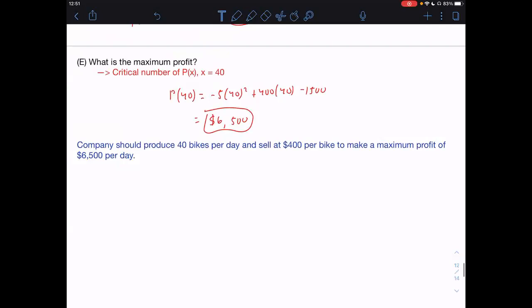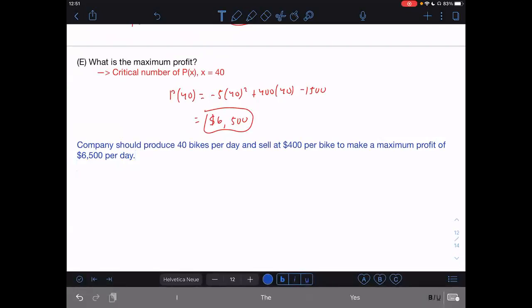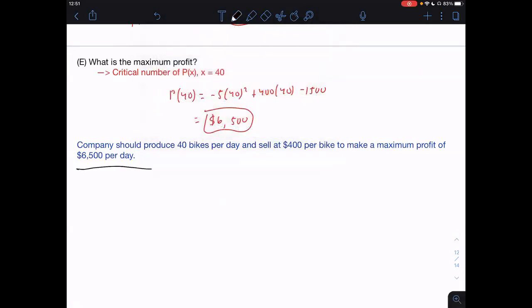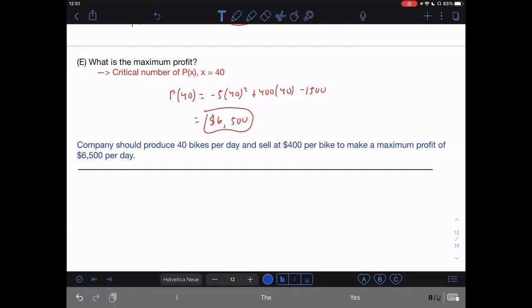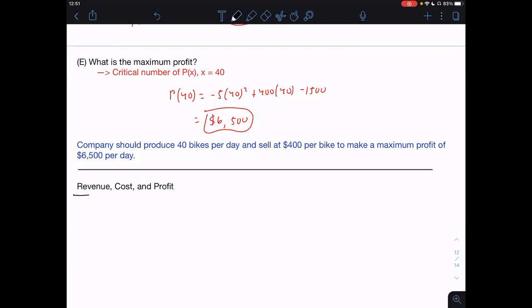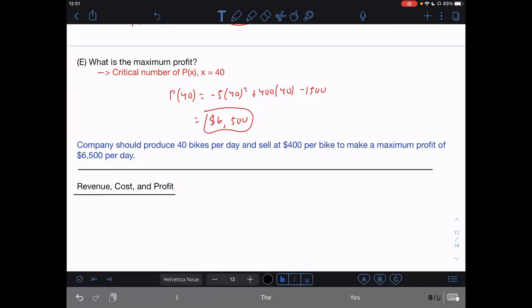Okay, I want to make one more note here when it comes to these business applications, because we do have another way of finding this optimal point of a profit function. All right, so again, let's talk about the relationship between revenue, cost, and profit. Again, recall that the profit function, capital P of x, is defined as our revenue function, so that should be lowercase x, not big X, minus our cost function.